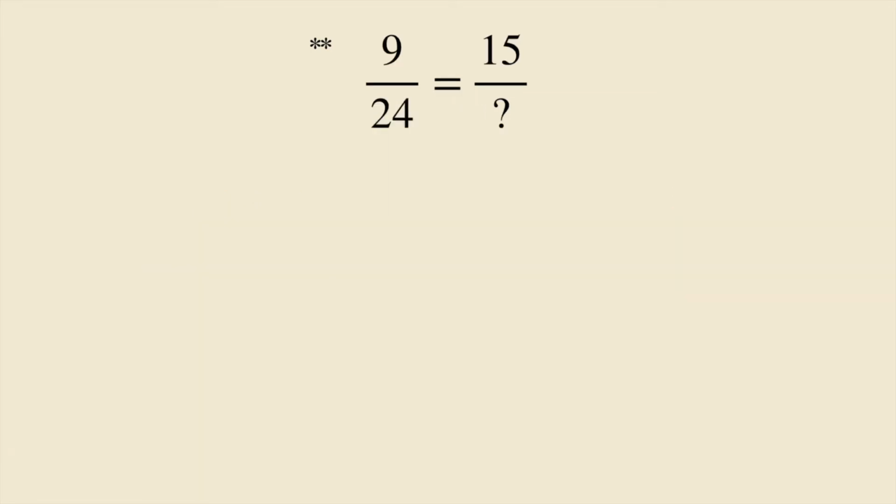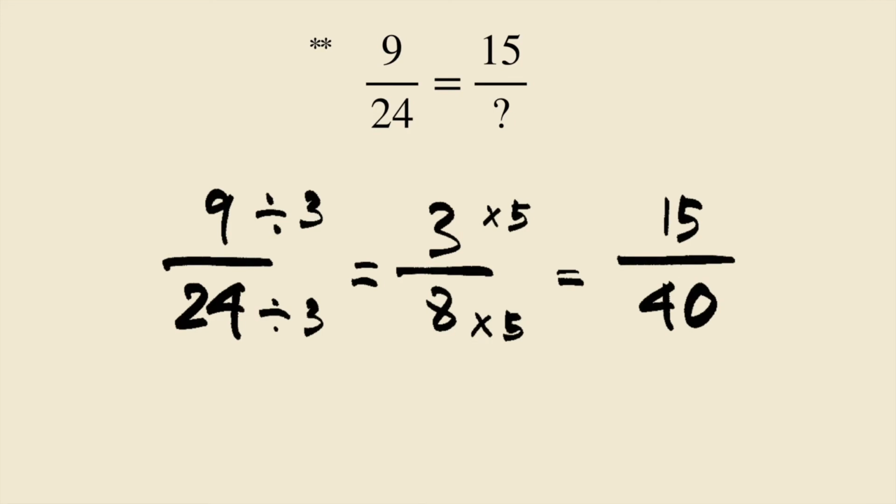Right, so from here, we should focus somehow on going from 9 to 15. So how do we do that? We divide by 3 first, getting us 3 over 8. And what do you see? 3 can be turned into 15 by multiplying by 5. So do it for the bottom as well. The answer here is 40.